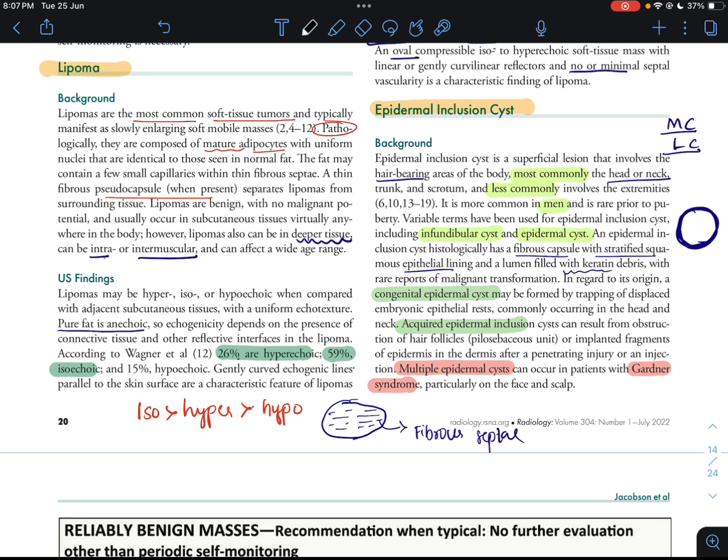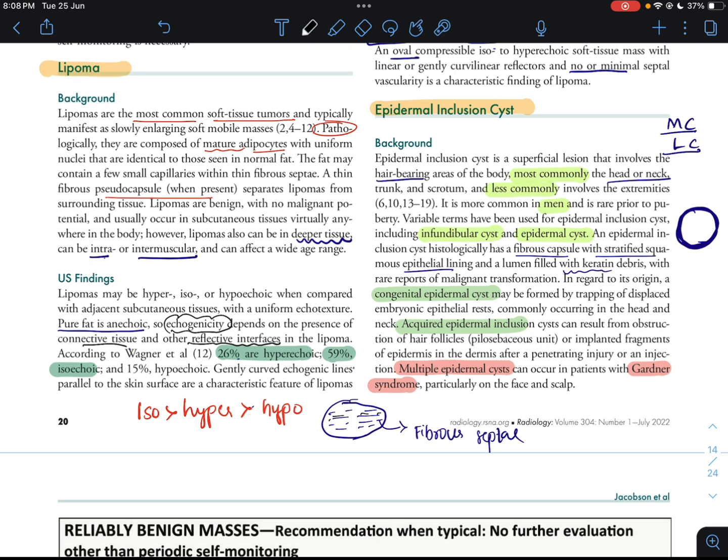In this study, we can see most of the cases, that is about 59%, were isoechoic, whereas 26% were hyperechoic. And we know that pure fat is anechoic, but because of the presence of the connective tissue and other reflective interfaces, there will be echogenicity within the lipoma. And also we can see fine curvilinear, gently curved echogenic lines which will be parallel to the skin surface, and these are characteristic of lipoma.